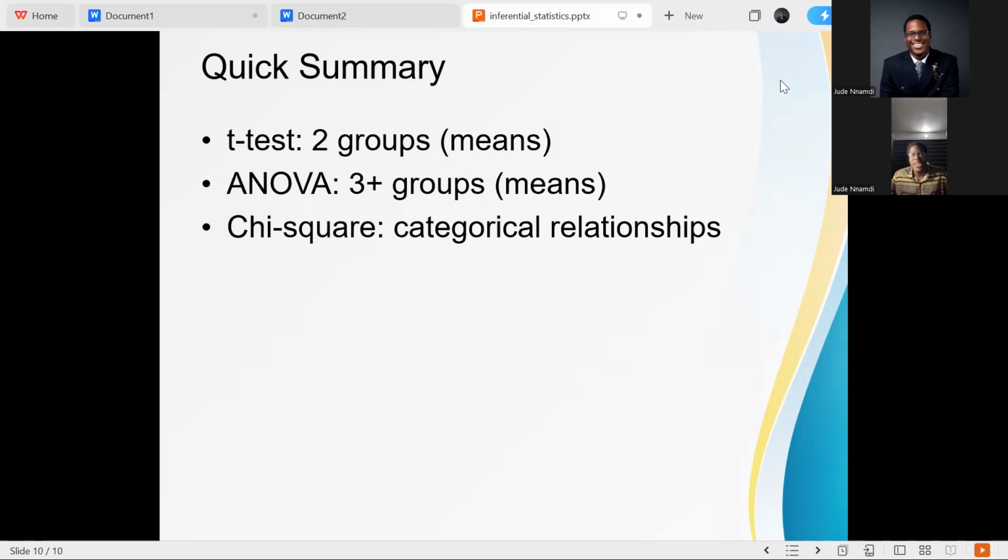So in summary, the t-test measures numerical variables between 2 groups. ANOVA measures numerical variables between 3 or more groups, while the chi-square measures categorical variables across 2 or more groups. Thank you.